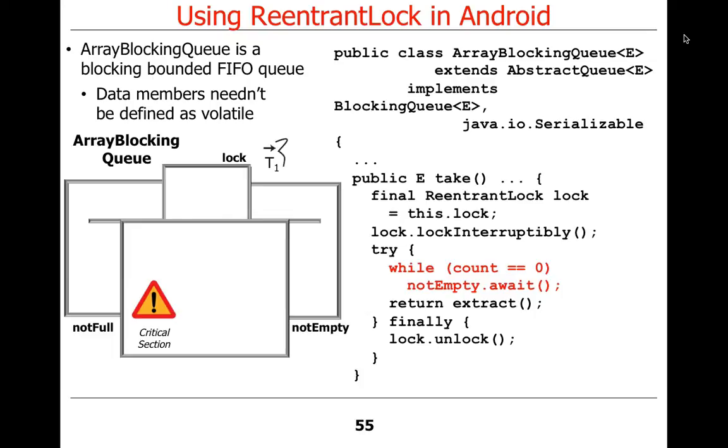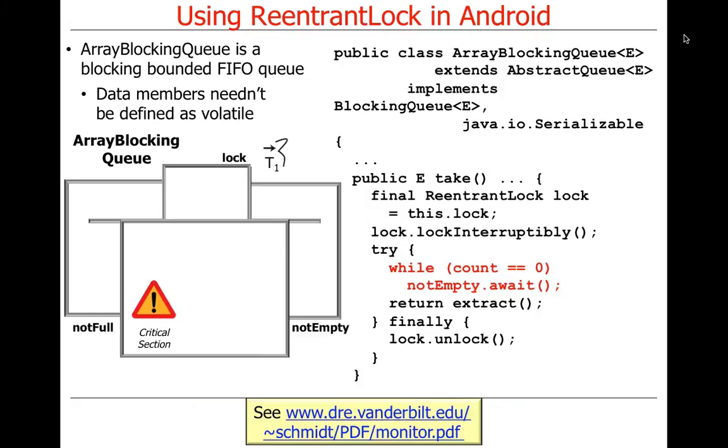OK. There's some other stuff that's going on here, too, which I don't show. This is how you wait when the queue is empty or full. And we're not going to talk about that. That's going to be talked about when we talk about Java monitor objects. It's something called the monitor object pattern.